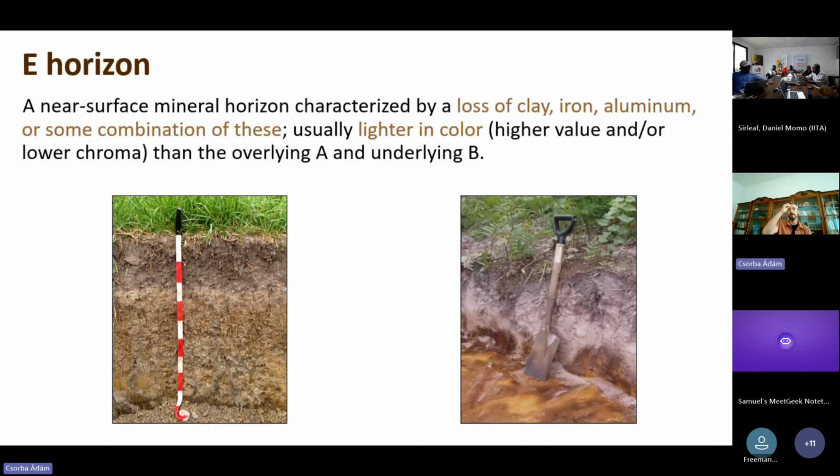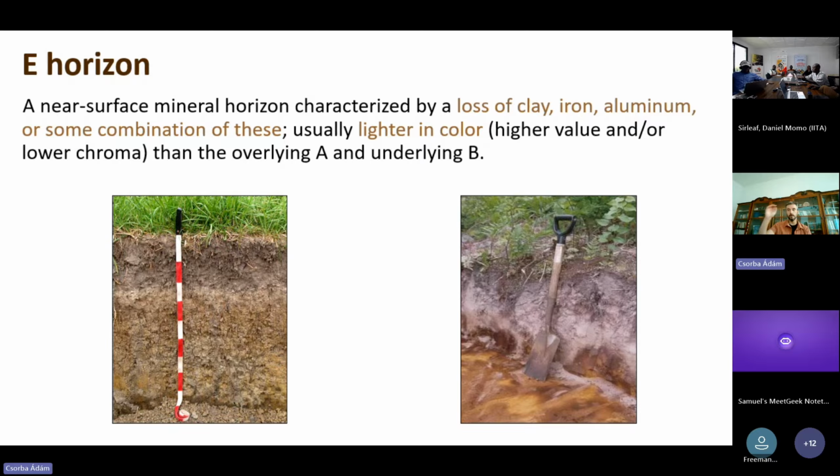Because of this loss, the E horizons are usually lighter in color than the horizon above and the horizon below. In the field, they often appear pale, bleached, or ash-like gray. This lighter color is one of the strongest visual clues, because this is what differentiates. This is the most vivid sign of having an E horizon in a soil.